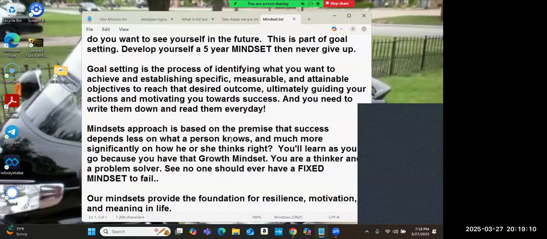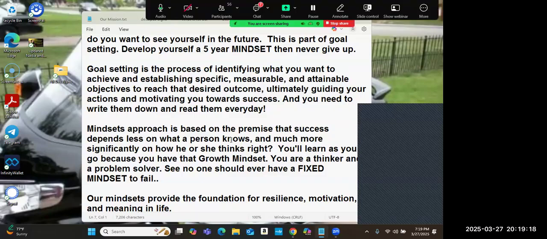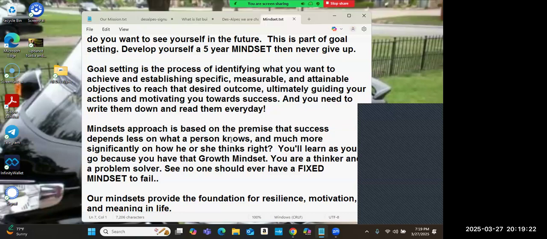What is goal setting? It's the process of identifying what you want to achieve and establishing specific, measurable, and attainable objectives to receive that desired outcome, ultimately guiding your actions and motivating you towards success. And you need to write them down and then read them every single day.